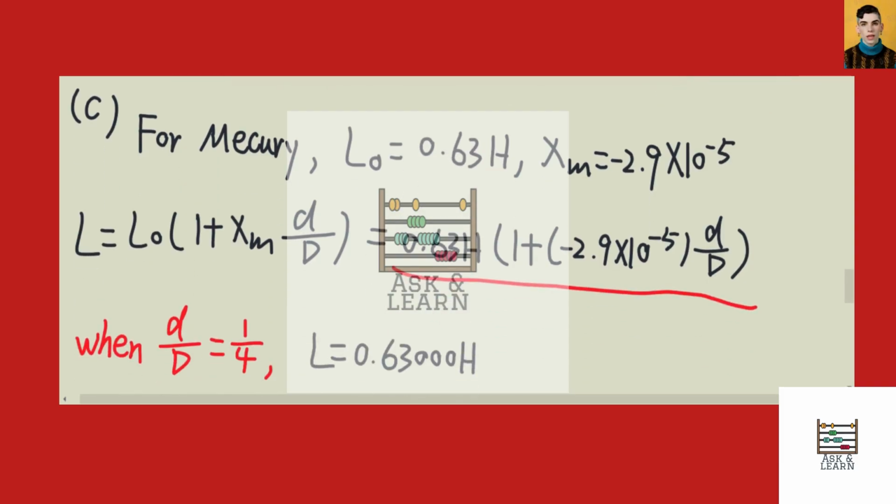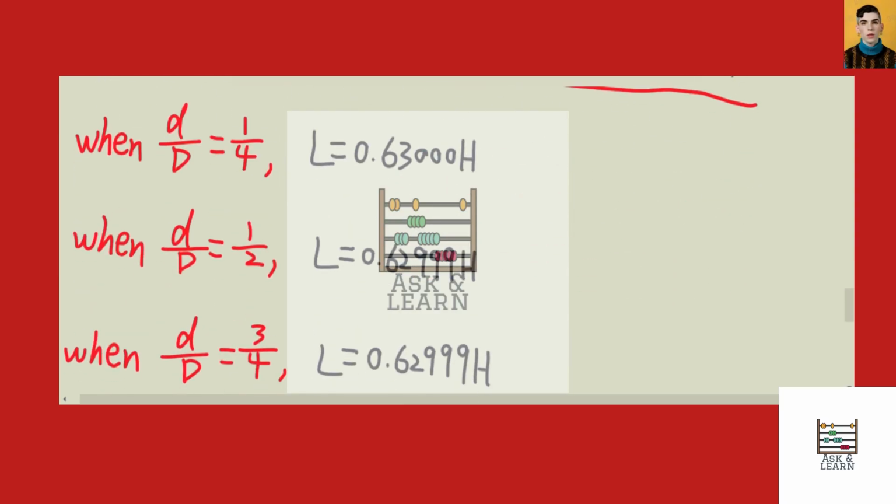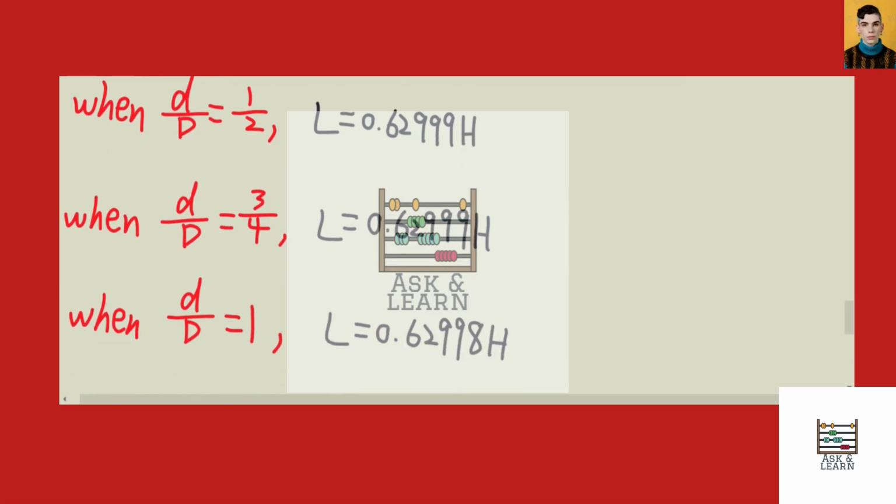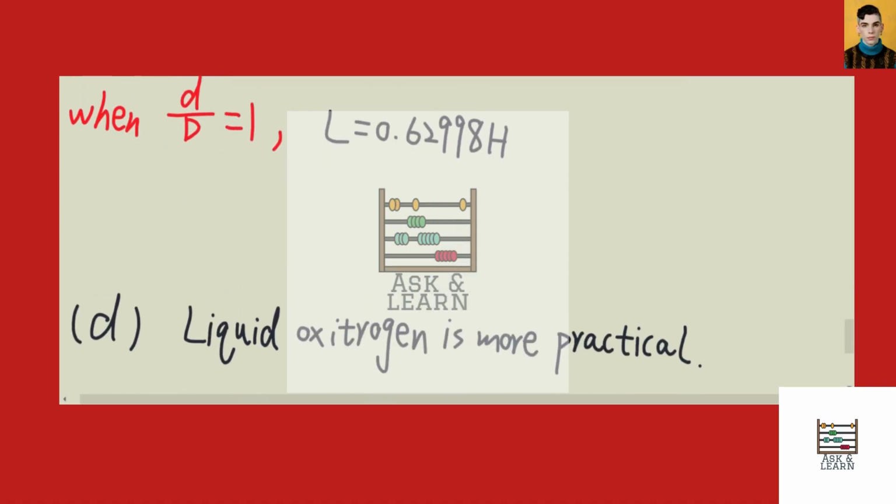So when d over D is equal to 1/4, we'll have L is equal to 0.63000 Henry. And when d over D is equal to 1/2, we'll have L is equal to 0.62999 Henry. And when d over D is equal to 3/4, we have the inductance for the liquid mercury is 0.62999 Henry. And when d over D is equal to 1, we have the inductance for liquid mercury is equal to 0.62998 Henry.